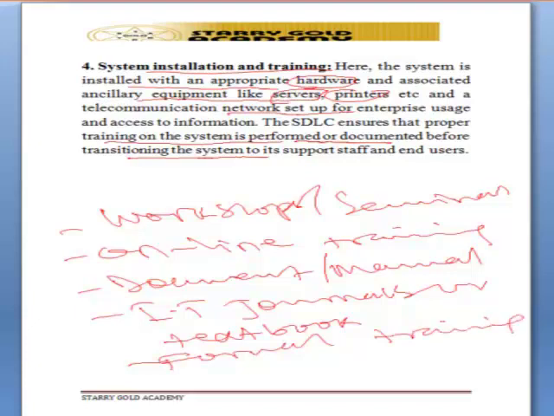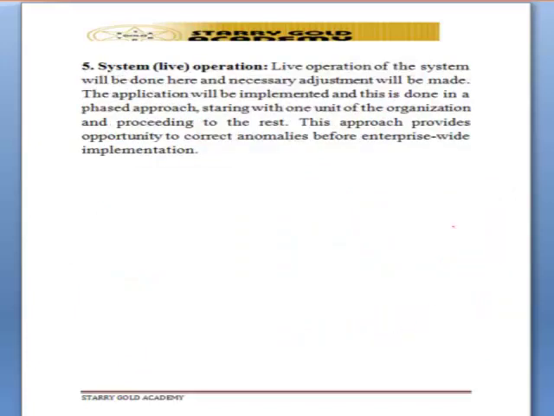When we say formal training, that is just like somebody attending a computer training institute in order to acquire knowledge on how to actually operate a particular system. Then the next stage is system operation or live operation. That is after the system has been installed and the users have been trained, then there will be what you call live operation. The live operation of the system will be done here and necessary adjustments will be made. The application will be implemented, and this is done in a phased approach.